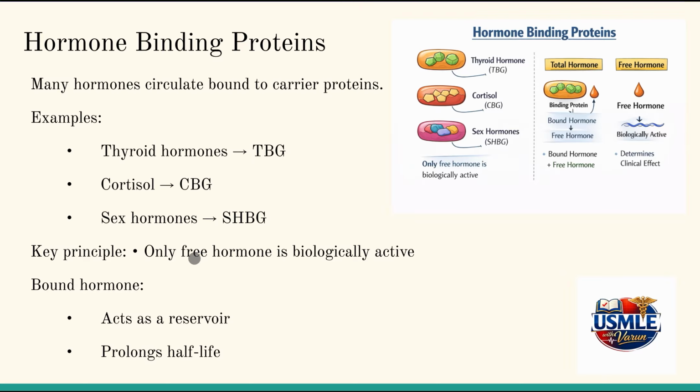Only the free hormone is biologically active, but the hormone that is bound to carrier proteins or hormone binding proteins is not biologically active. Examples of these hormone binding proteins include thyroid binding globulin for thyroid hormones, cortisol binding globulin for cortisol, and sex hormone binding globulin for sex hormones. The bound hormone acts as a reservoir and prolongs the half-life, whereas the free hormone is biologically active and causes a clinical effect.